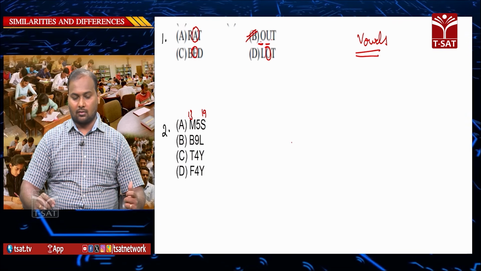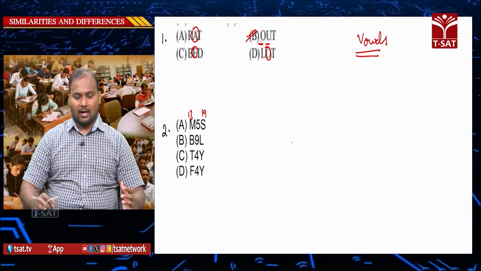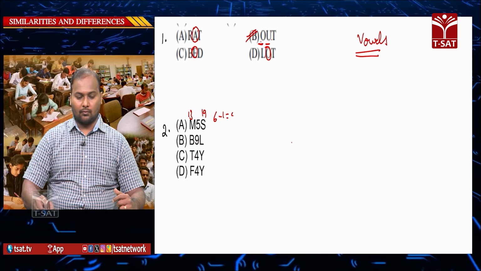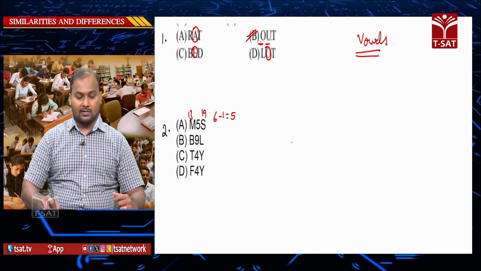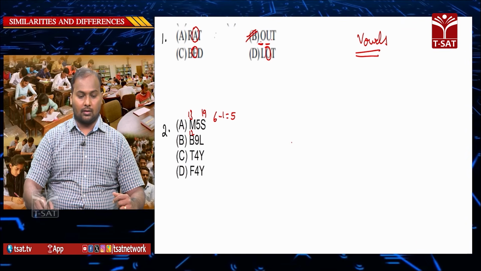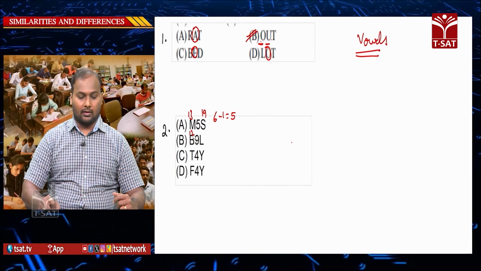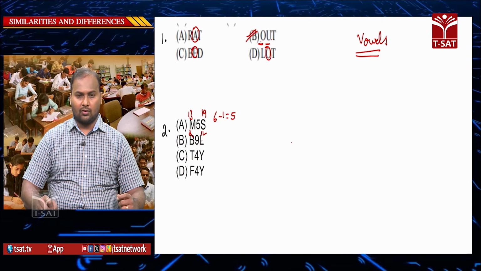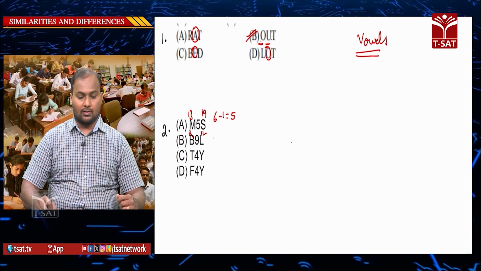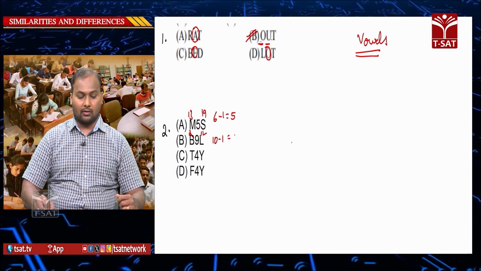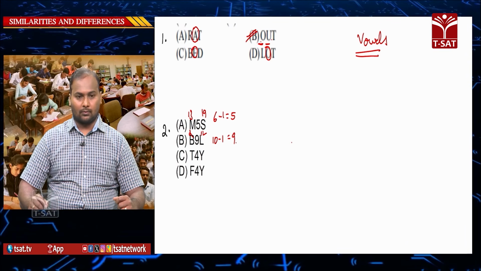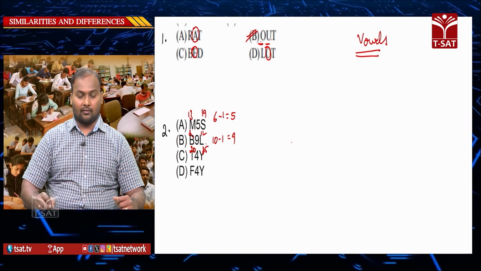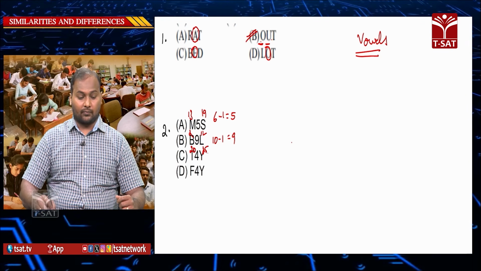But M is 13 and S is 19, and 19 minus 13 becomes 6. So, 6 minus 1 equals 5. So, you are having 5. In the same way, in coding and decoding, we already studied that B is 2 and L is 12. So, 12 minus 2 is 10. Again 10 minus 1, you get 9, which is the center one. In the same way, we know T is 20 and Y is 25. And again, what is the difference between Y and T?